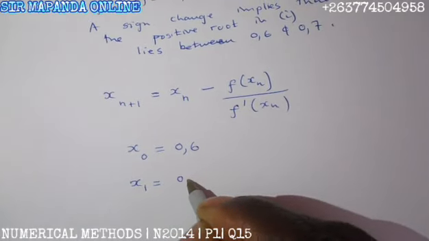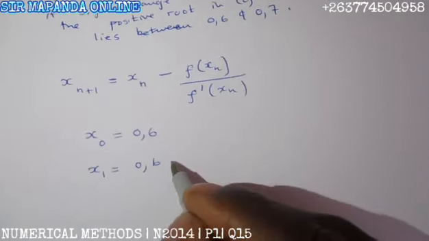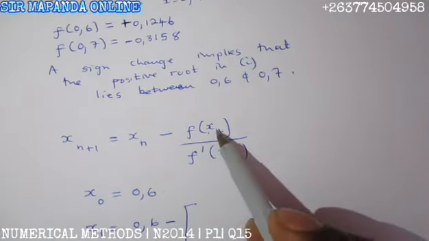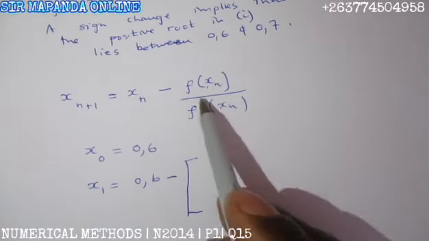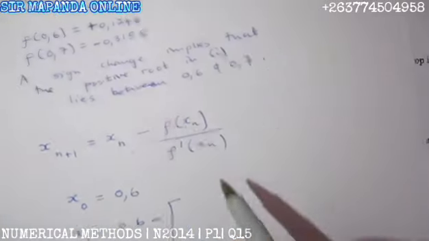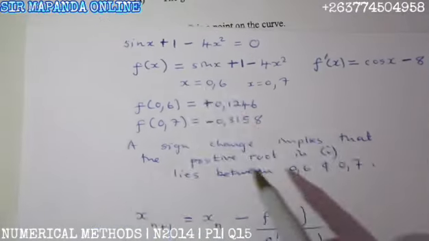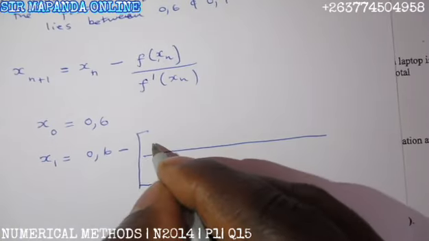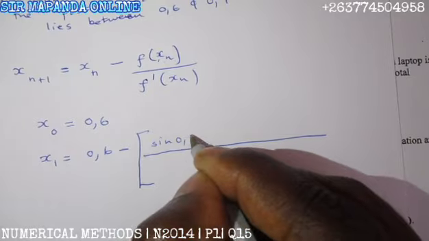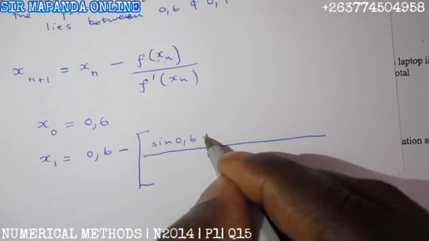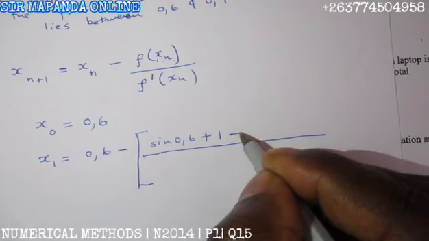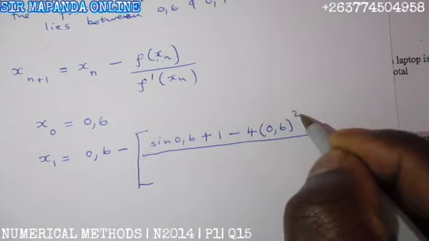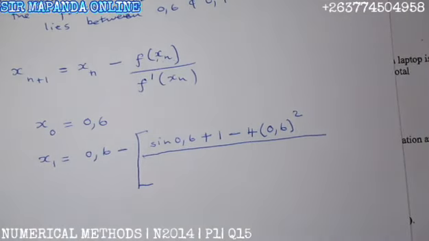To find x1, you substitute the initial value, which is 0.6, in the formula. So we are going to put 0.6 on xn minus, then I put a big bracket, something like this. Then I'm going to substitute 0.6 in f of x to get f of xn. So our f of x, let me put a division line first. Our f of x is sine x plus 1 minus 4x squared. So you write sine 0.6 plus 1 minus 4, open bracket, 0.6 squared, something like this.